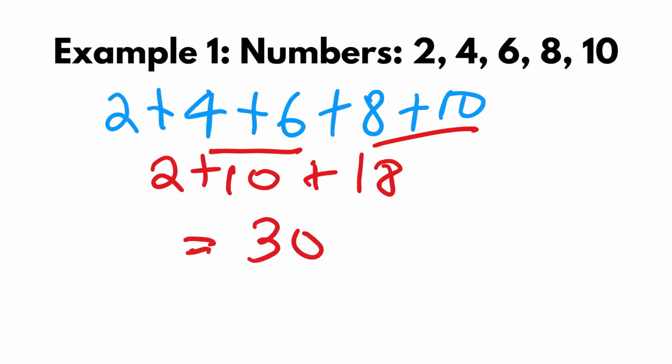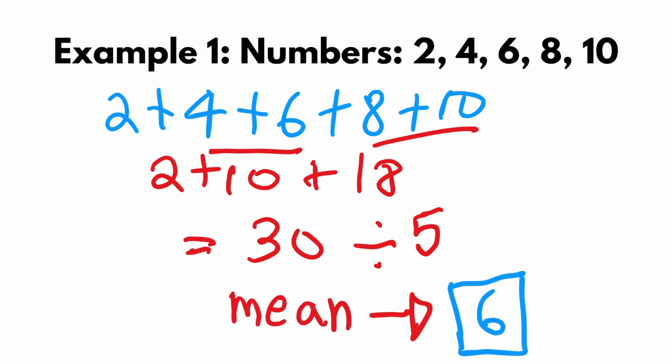Now, how many numbers were given? How many numbers were we adding? Well, we were adding 5 numbers. So therefore, we need to divide 30 by 5. If we divide 30 by 5, that will be 6. So our mean is 6.